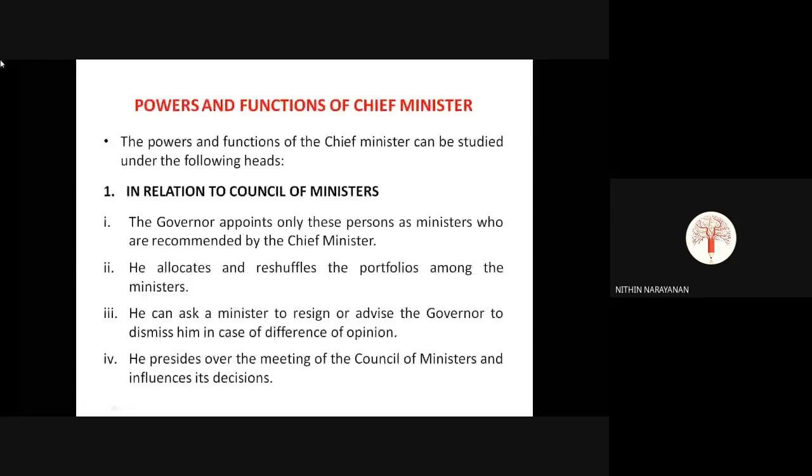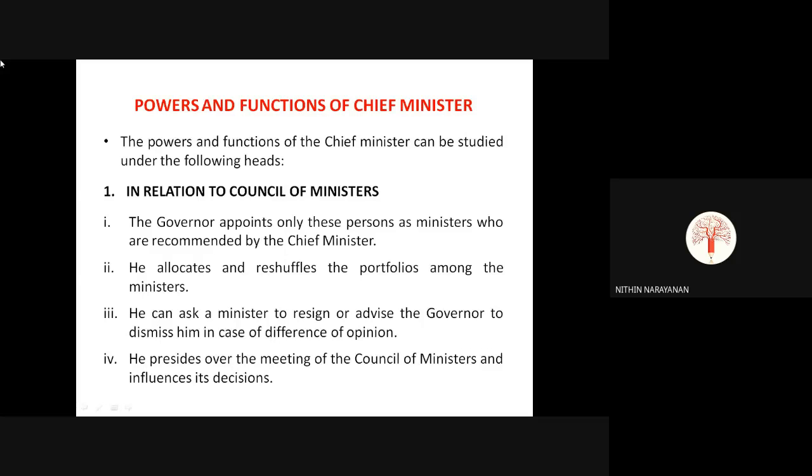Because the governor is the one who is selecting these ministers. That selection is done by the governor only on the recommendation made by the chief minister. And also he allocates and reshuffles the portfolios among the ministers. So what different portfolios, or departments, should be given, and whether to reshuffle or not, all these decisions are actually taken by the chief minister.